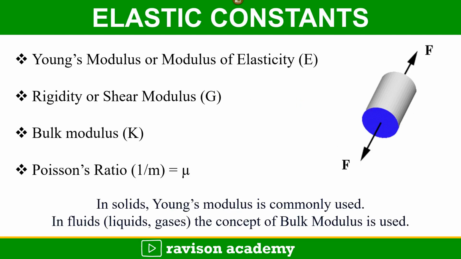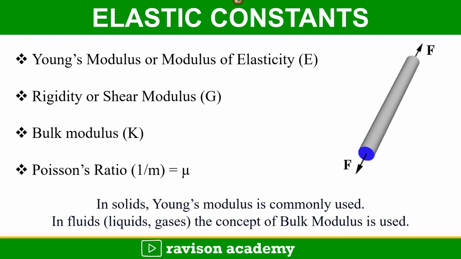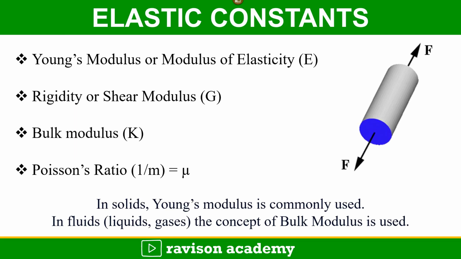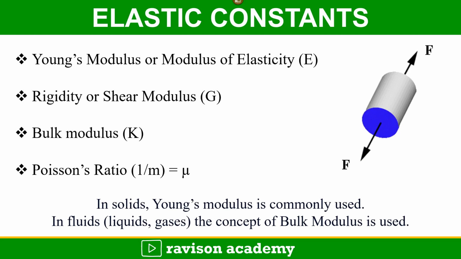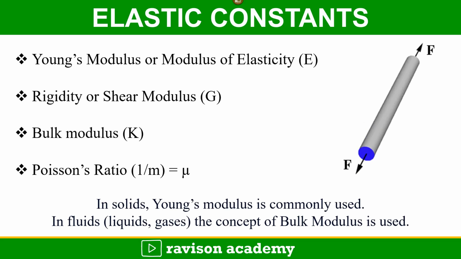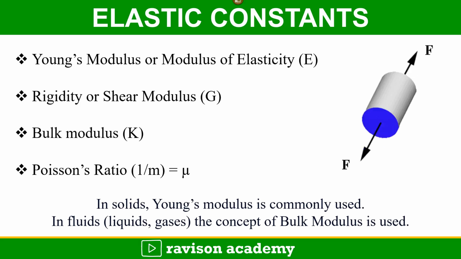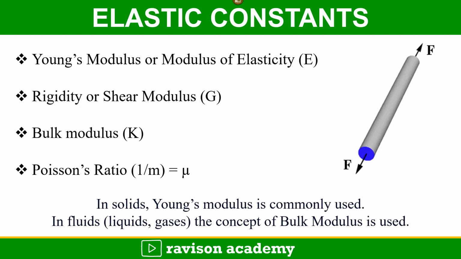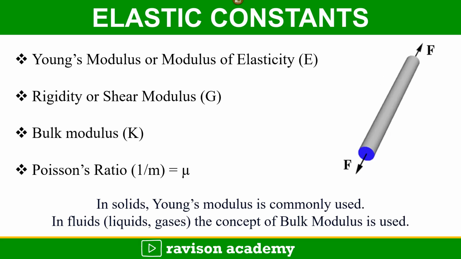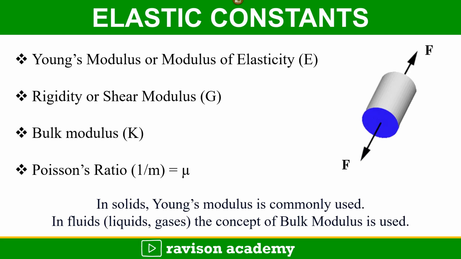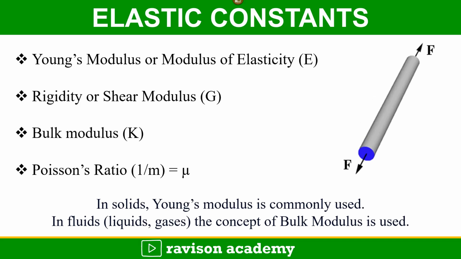So coming to the elastic constants, there are three elastic constants. Based on these constant values, we can tell which type of material it is. One is Young's modulus or modulus of elasticity, represented by E, and rigidity or shear modulus represented by G, and bulk modulus represented by K, and Poisson's ratio represented by mu. So mu is equal to 1 by m. In solid materials, Young's modulus is commonly used. In fluids, where the objects or liquids or gases, right, anything capable of flowing, we can call it a fluid, the concept of bulk modulus is used.